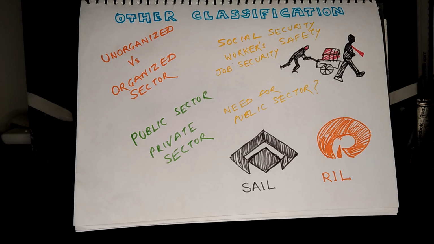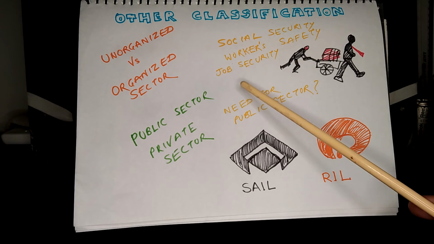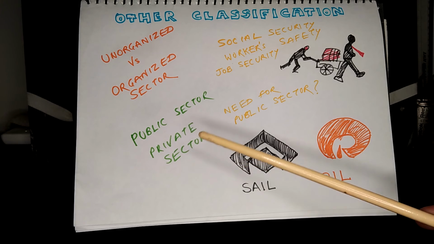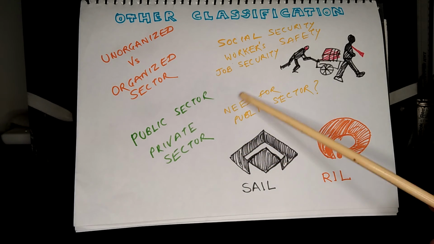So for example, if a person is working in an established company, a private limited, then the person is working in organized sector. On the other hand, if another person is working for a small shop, then he is working for unorganized sector. Now, another classification is public sector and private sector. This is on the basis of ownership. So the sectors or the companies which are owned by the government form the public sector.